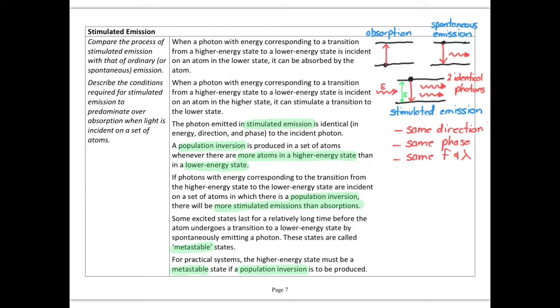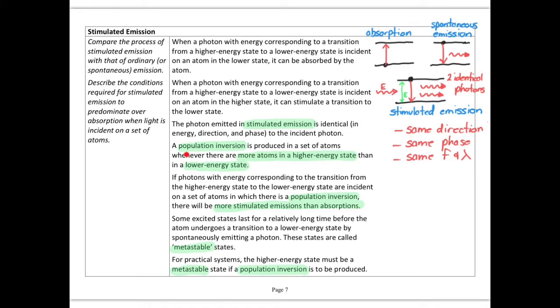So obviously just this happening once won't create laser light. We need to get this to happen over and over again. And that's what we're going to explore, how we achieve that now. So we've covered here this process of ordinary emission, stimulated emission. And now, how do we make this work in a laser?